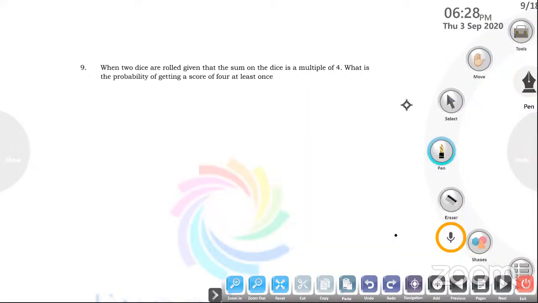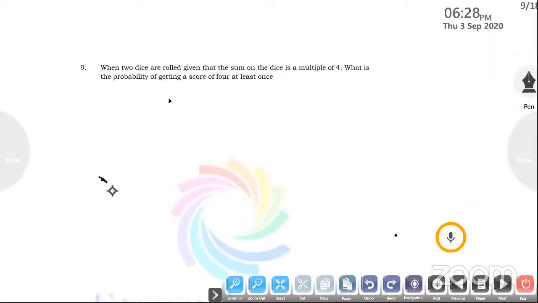Yeah. Students, this is from probability, with conditional probability. Here, there is some confusion. There are two types of questions that are saying that. What is the first one? When 2 dice are rolled and the given sum is 4, that is clear.